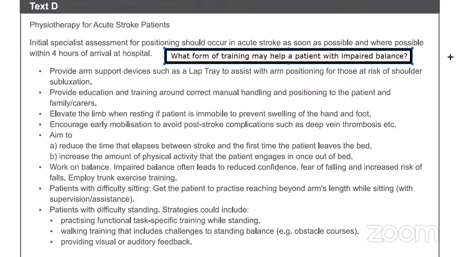Good. So come on, write down. So here, what form of training may help a patient with impaired balance? Now, where is this impaired balance? You have to notice. Impaired balance.